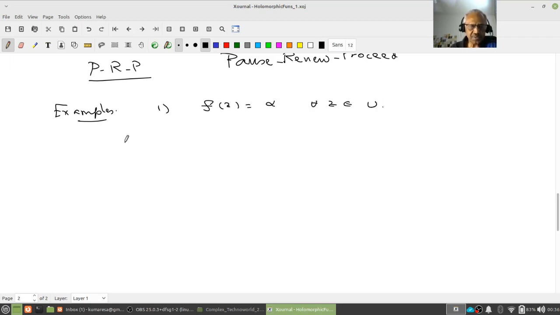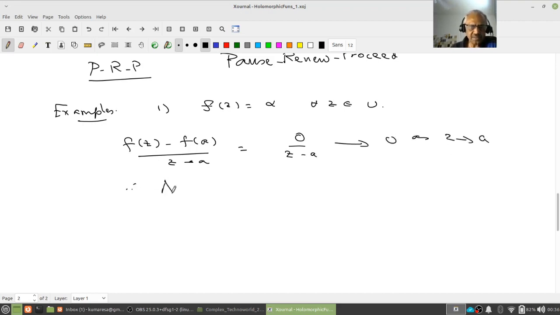Then f is differentiable. Why? Because I can take f of z minus f of a by z minus a. This will be 0 by z minus a, which goes to 0 as z goes to a. Therefore, any constant function is differentiable, and the derivative f dash of z is 0 for all z in U.